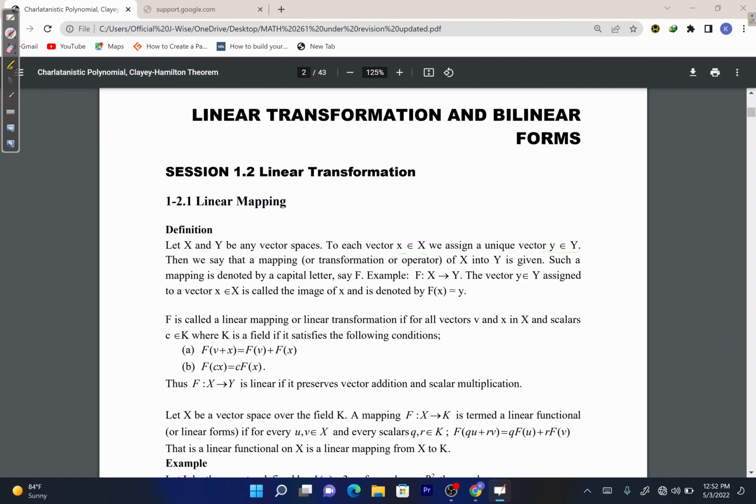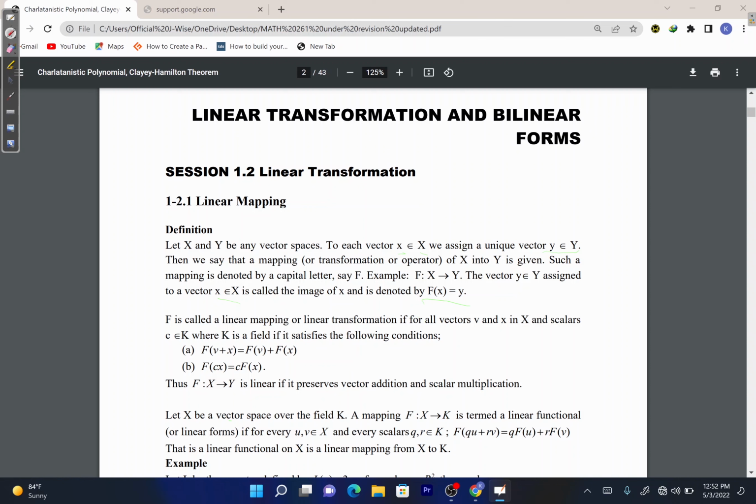And such a mapping is denoted by a capital letter. So to each vector x, the image of this vector x is denoted by f of x being equal to y, where this f is the operator, and it's also called a linear operator.